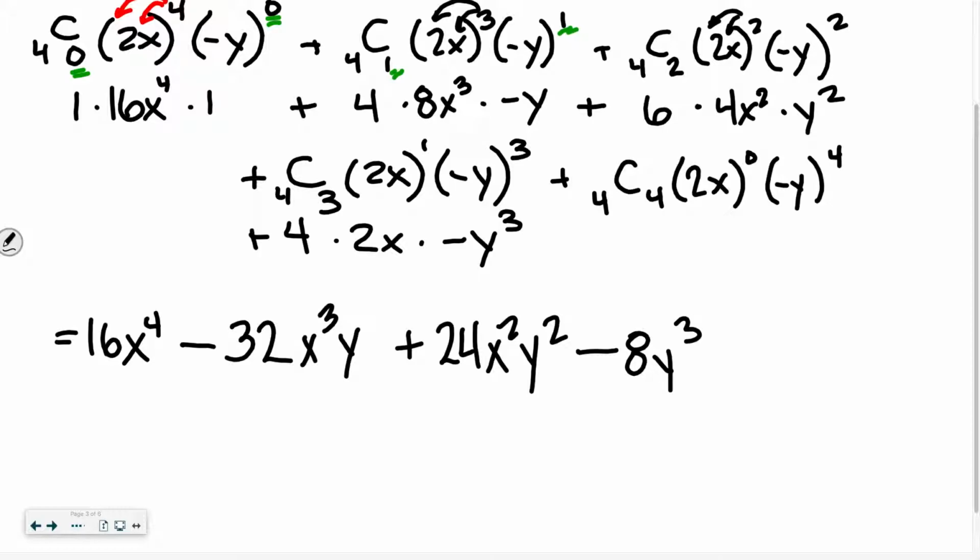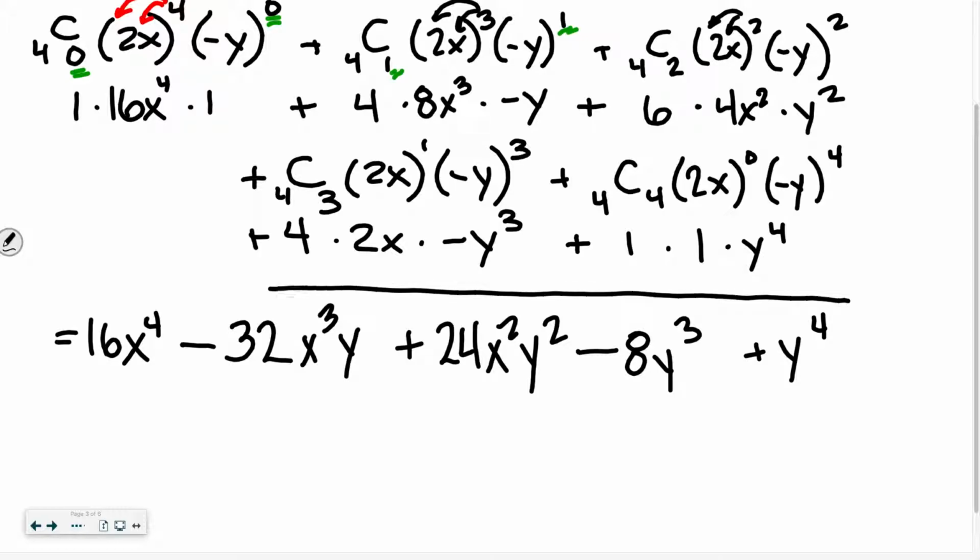Okay. And the last one, this one you should probably be able to figure out. Combination of 4 choose 4 is 1. There's one way to pick everything. Pick everything. Anything raised to the 0 is 1. So 2x to the 0, both of them, 1. And negative y to the 4th? Y to the 4th. So then we just have plus y to the 4th. Well, we just expanded the binomial.